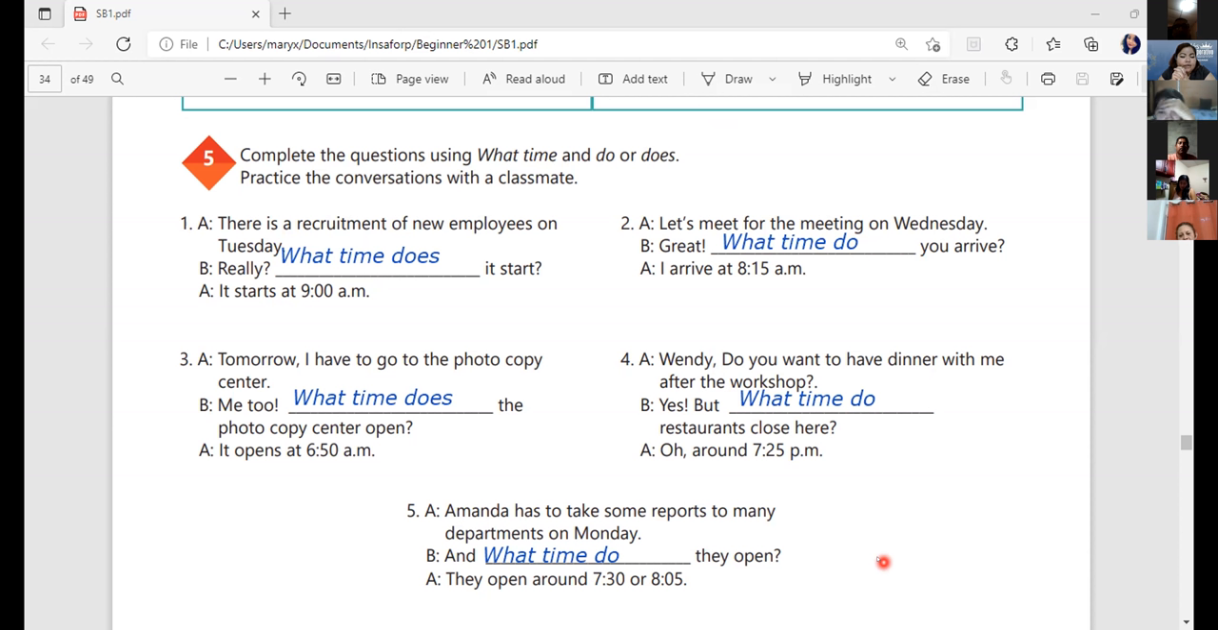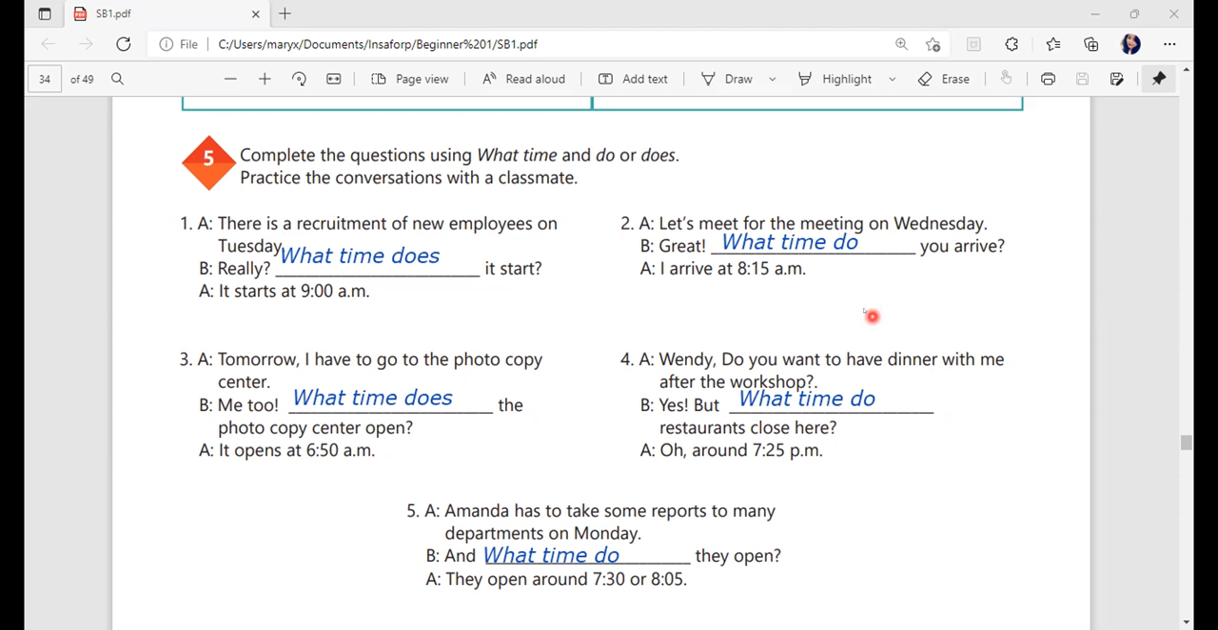I arrive at 8:15 a.m. Thank you. Continue there, number three. Victor, your letter A. Jose David, your letter B. Okay. Tomorrow I have to go to the photocopy center. Me too. What time does the photocopy center open? It opens at 6:15 a.m. Very good. Thank you so much.